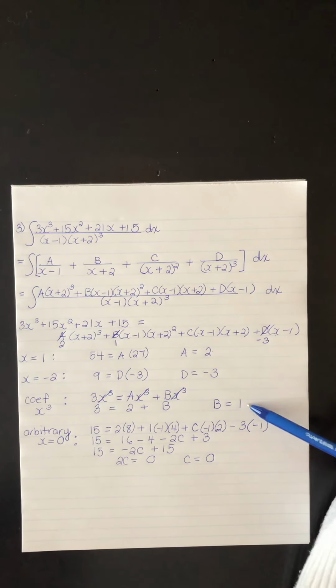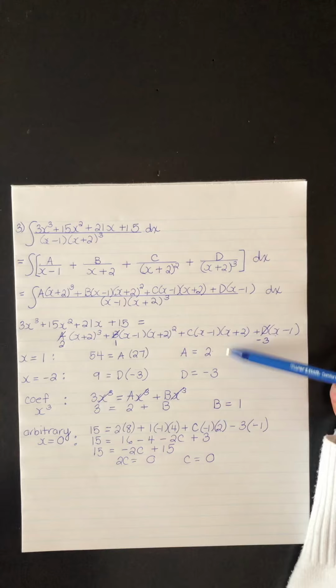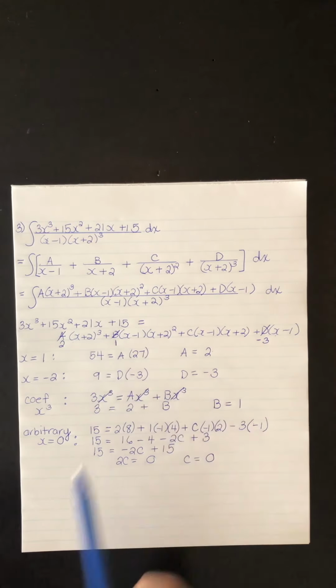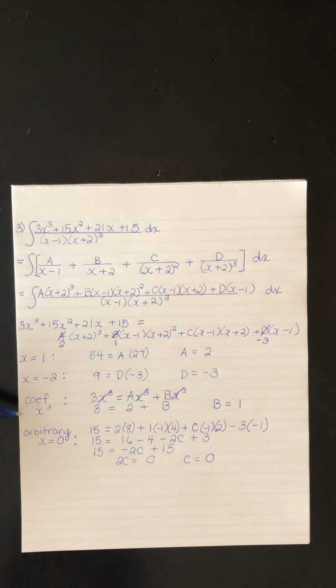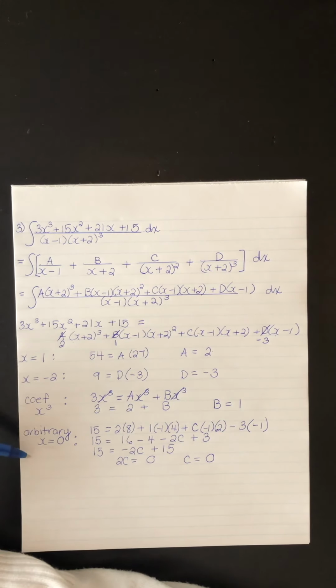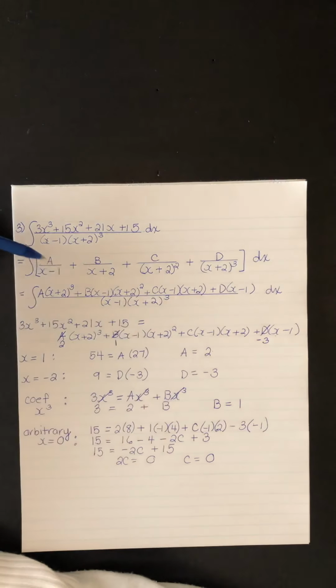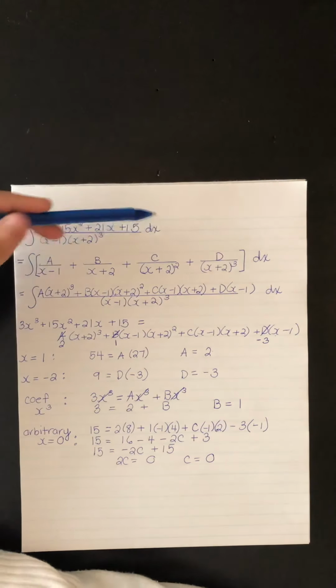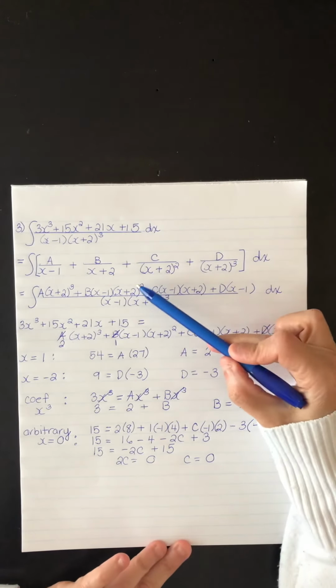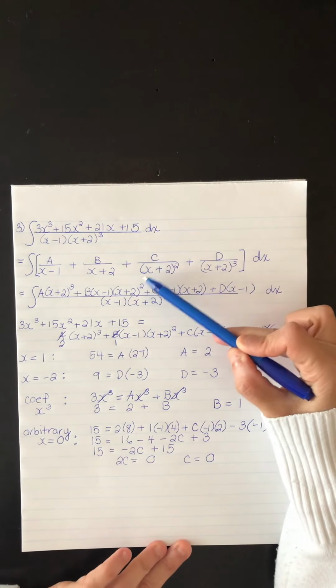So finally, we have our values. Two values determined by the two roots. The third value solved using the method of coefficients. And the last one by choosing an arbitrary value for x. The values a, b, c, and d are now substituted here. So we won't have to integrate this term since c is 0.